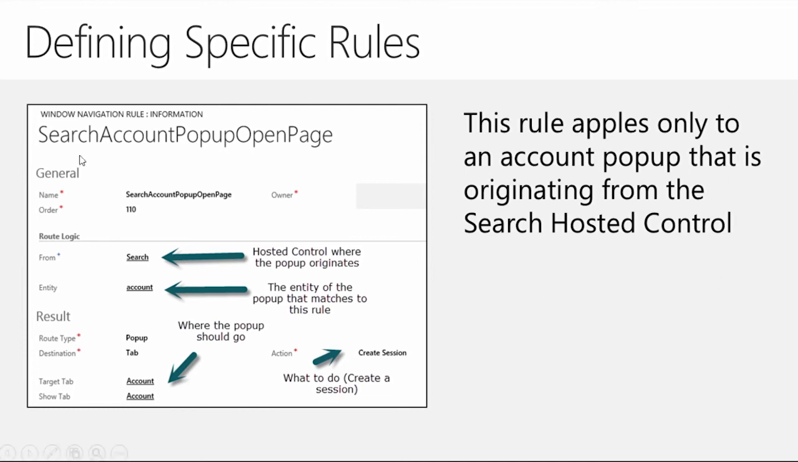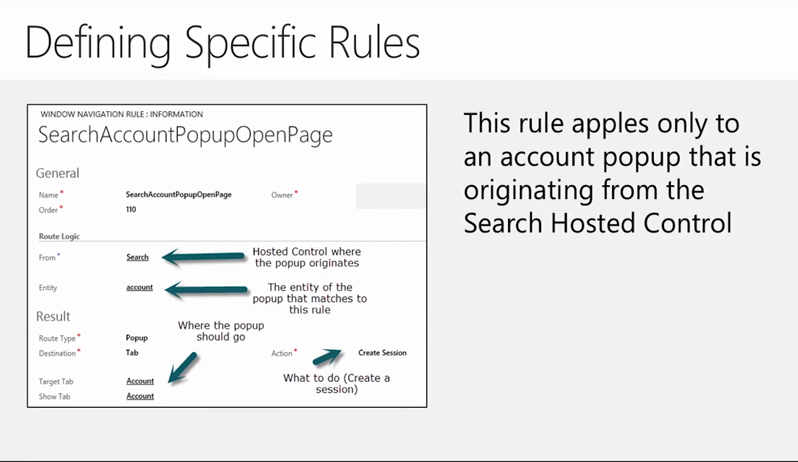So I can see in here that if it's coming from the search control and it's going to the account entity, then it is going to go ahead and initiate this rule where it's going to do a pop-up, it's going to create a new session, it's then going to send it to the account hosted control, and then it's going to show the account hosted control. That's a very specific situation.